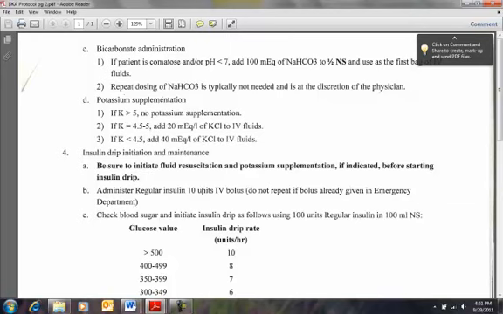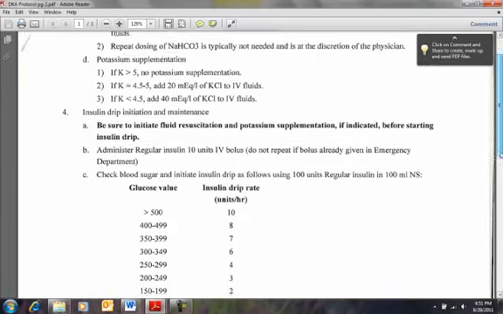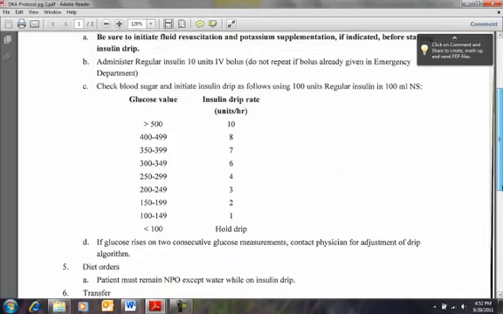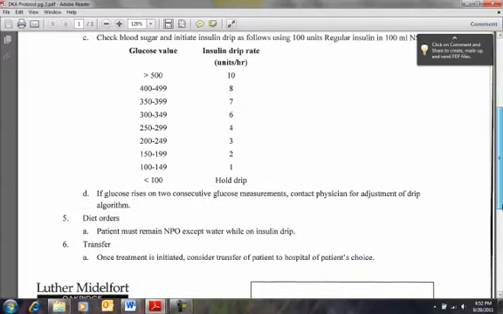So you're going to be giving IV regular insulin. You're going to be giving a 10-unit bolus, and then you're going to be initiating an insulin drip based on how many units an hour, based on what their blood sugar is. And like we read earlier, you're going to be monitoring that blood sugar every hour and adjusting this insulin drip as needed. Patient does need to be NPO except for water while they're on this drip, because we're watching that glucose very carefully.